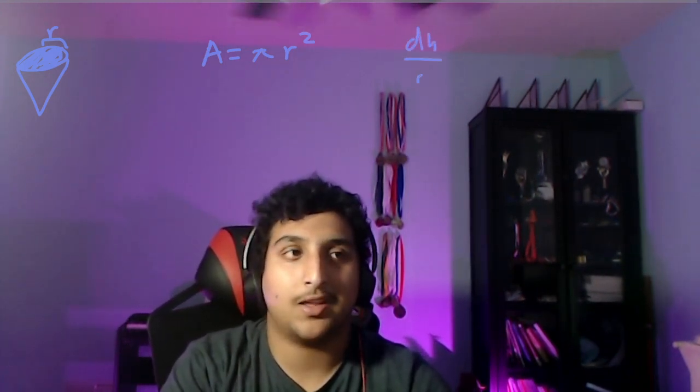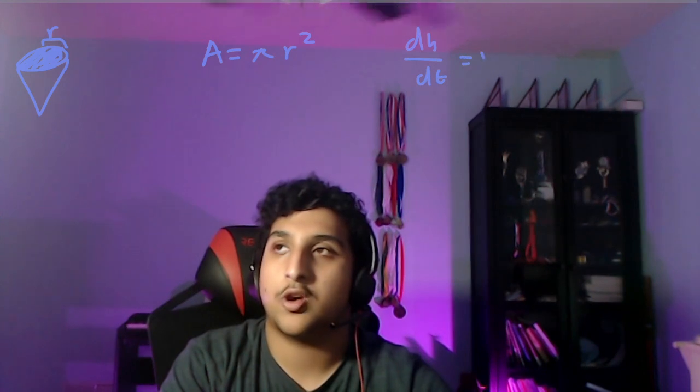So what is the area of the circle? Simple. If the radius of the water is r, we know the area is equal to pi r squared, right? We also know from the previous problem, dh by dt is equal to 1.243.